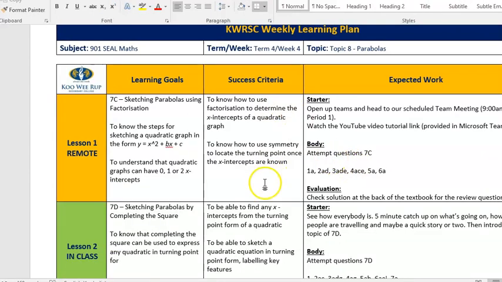Remember, this is going to be the first lesson remote, so lesson 1, which is Monday, which is the video that you're watching now, but then lesson 2 and lesson 3 will be in class. You're going to continue on with exercise 7D within class, so you've only got this one day to attempt 7C.